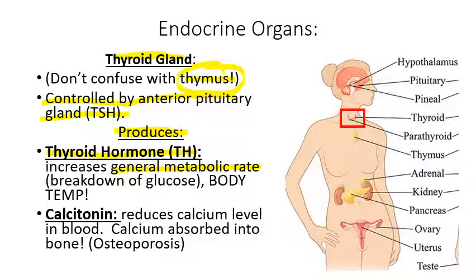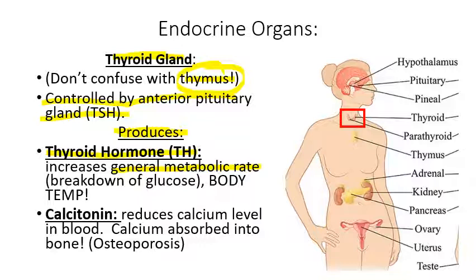Right, so thyroid hormone increases the general metabolic rate, the general breakdown of glucose by mitochondria all over the body, and causes you to have more energy because you're burning more glucose. It also causes your body temperature to go up because the burning of glucose is inefficient and it releases a lot of energy as heat.